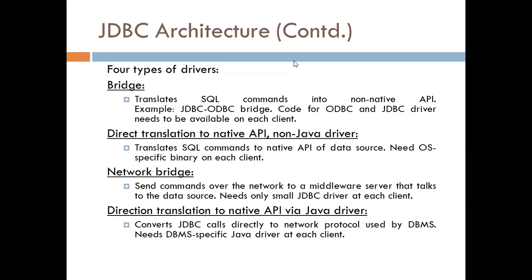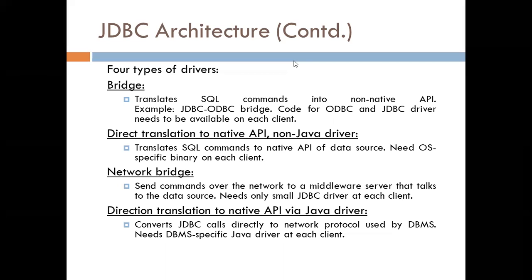Then type 4. So type 4 is a direct translation to native API via Java driver. So instead of calling the DBMS API directly, the driver communicates with the DBMS through Java sockets. So sockets are nothing but a mechanism of interacting with the database.